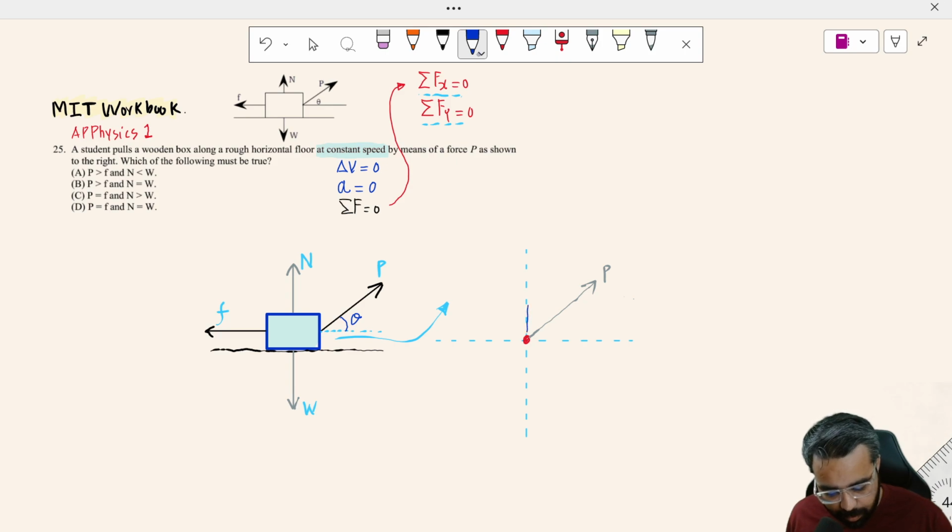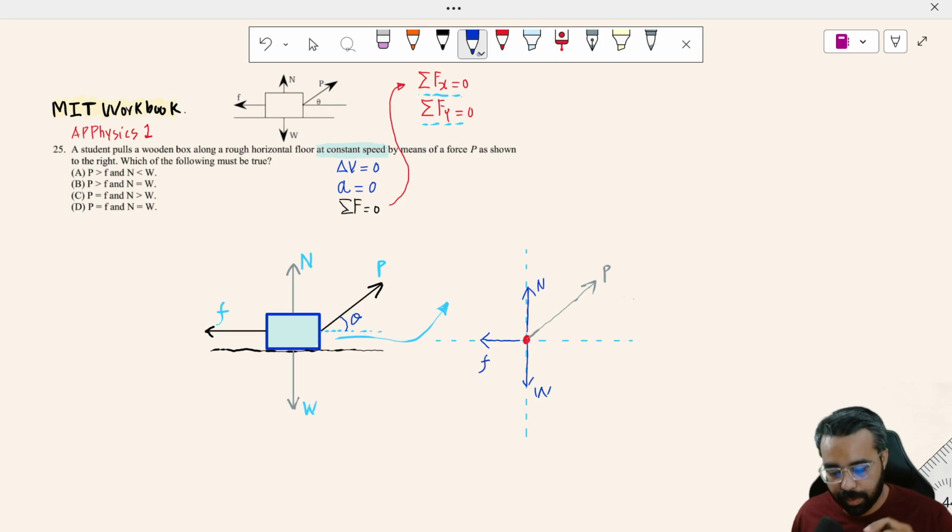That is the normal force. This is the weight, and this is a frictional force. I'm assuming by looking at these letters that these are the four forces. Now in the next diagram, we will make the components of the force, this letter P.